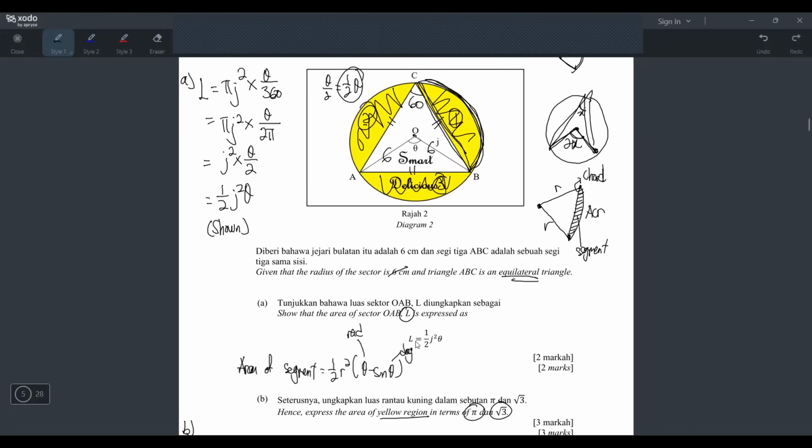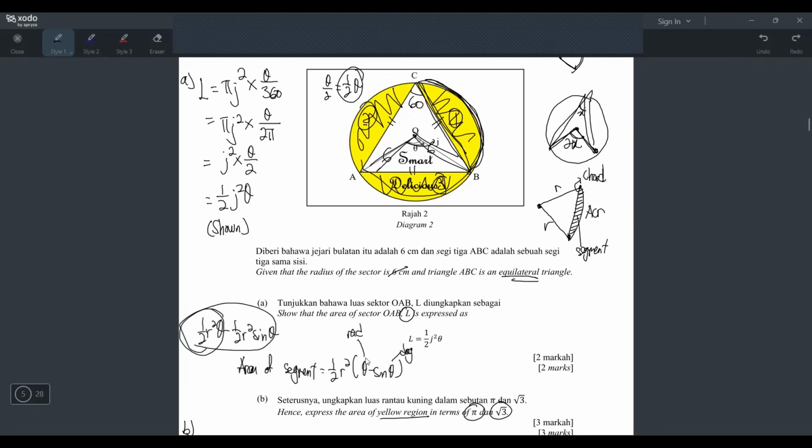But where does this formula actually come from? It comes from 1/2 r square theta minus 1/2 r square sine theta. When you are finding a segment, you take the area of the sector, that is 1/2 r square theta, minus the area of the triangle. For the area of the triangle, we can use 1/2 AB sine C. In this case, A and B are both the radius, so it's 1/2 r square, and sine C is the sine of the included angle. I just factorize out the 1/2 r square, and that's why it ends up like this.